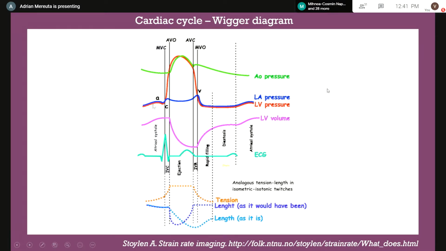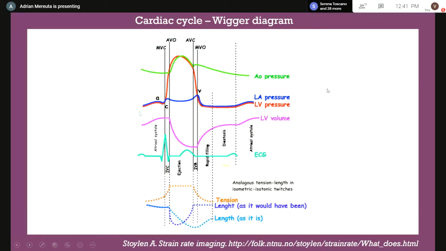And you see, this is the atrial contraction mechanically. The pressure will increase and it's called A. After that is the opening of the aortic valve, the opening of the mitral valve. This is called isovolumetric contraction. This is called isovolumetric relaxation. It doesn't matter that much, but you can correlate the electrical activity with the mechanical one.